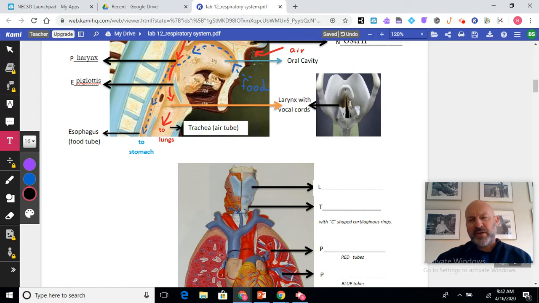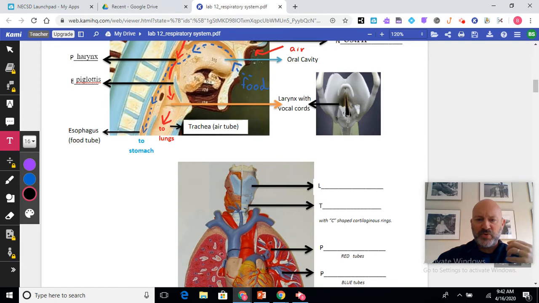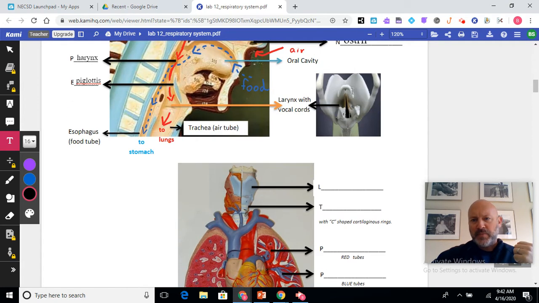This would be another model that would be on the table. You'd be able to see the vocal cords in the model. The vocal cords would vibrate, obviously, as we pass air through there, producing sound. There's a lot of cartilage in the larynx. This anterior portion of the larynx is made of a lot of cartilage. It's hyaline cartilage.